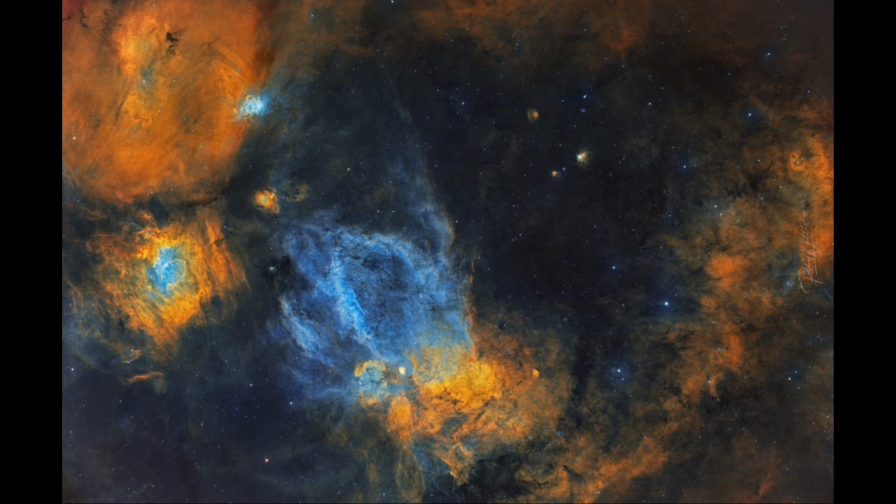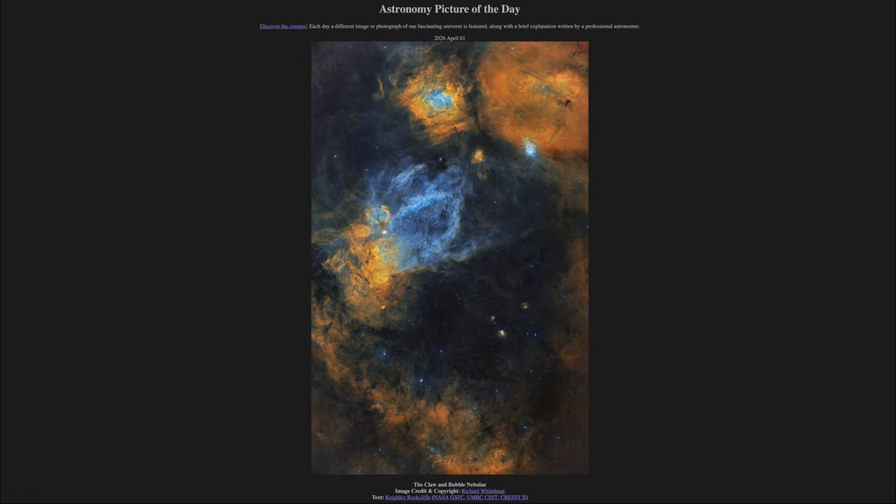Elliptical galaxies formed all their stars all at once in a massive burst long ago, maybe billions of years ago. Whereas spiral galaxies may have formed a lot of stars early on, but they still retain enough gas and dust to continue forming stars today. So that was our picture of the day, titled The Claw and Bubble Nebulae.